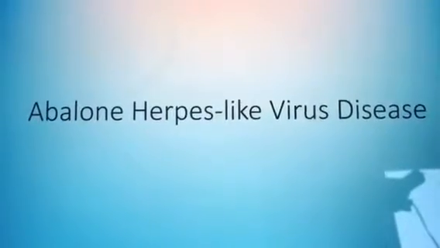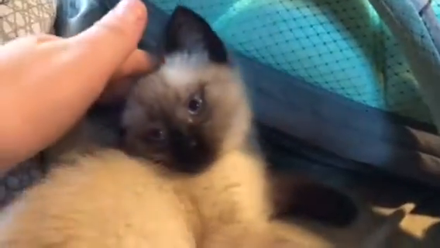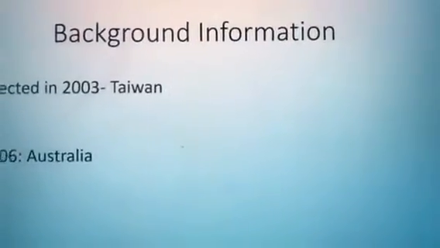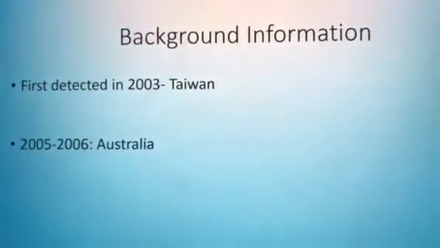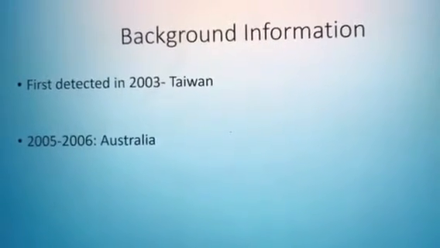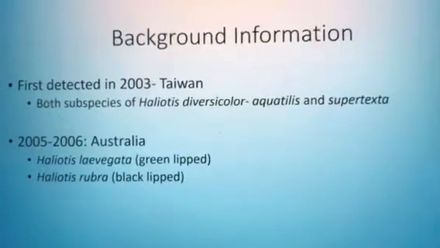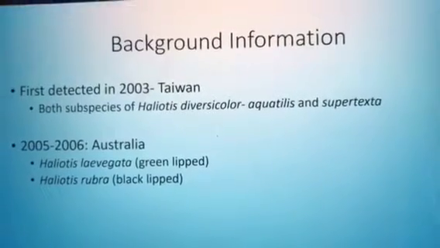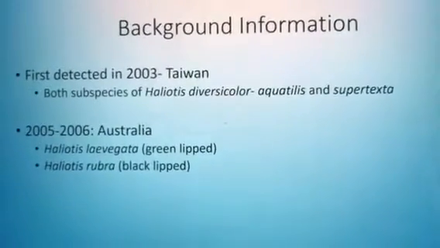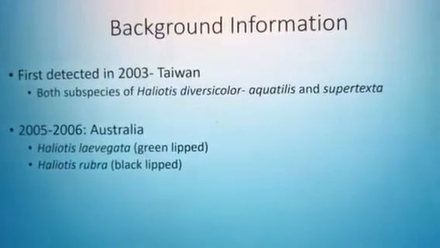Abalone herpes-like virus disease. I will now tell you more about this terrible disease with my cute friend Lila. The disease was first detected in Taiwan in 2003, and later on it was detected in Australia in 2005 to 2006. Respectively, in Taiwan, it affected the Haliotis diversicolor and the subspecies of that, which are Aquatilis and Supertexta. In Australia, the Haliotis laevigata and the Haliotis rubra were affected.